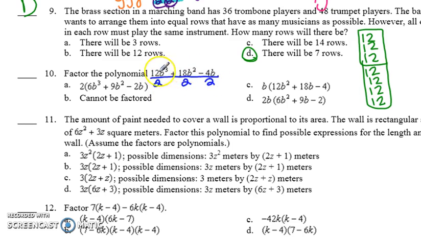Then I noticed that each of them have at least one b, so I'm also going to divide a b out of them. So when I do that, I would have 6b squared, 9b, and a negative 2, because here my b's would cancel. So I'm looking for letter D, it looks like.